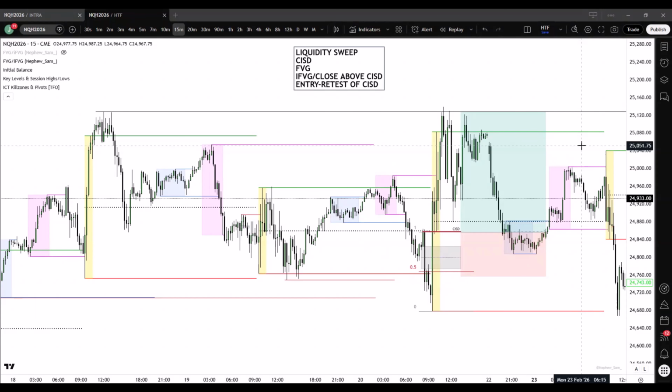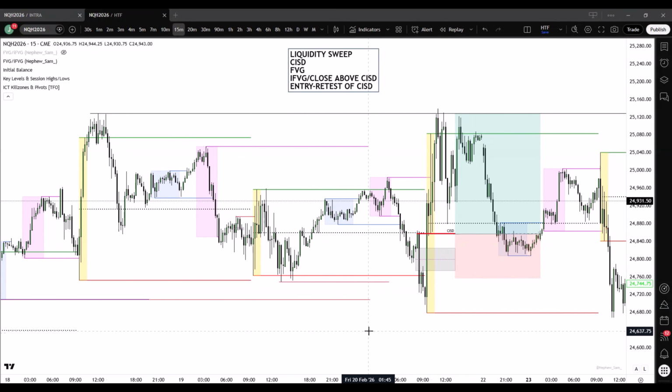These trades occur multiple times during the week. You usually get one good setup per day. I like it off the 15-minute chart because it's not a high enough time frame where it's too slow for day trading, and it's not too low where a lot of noise will happen. It's the perfect time frame to do this.